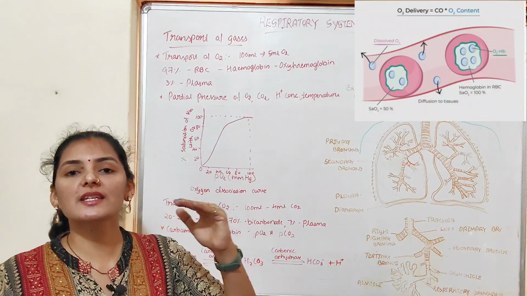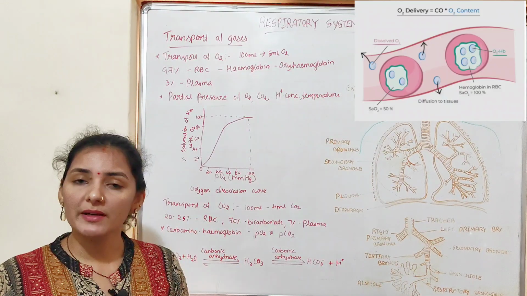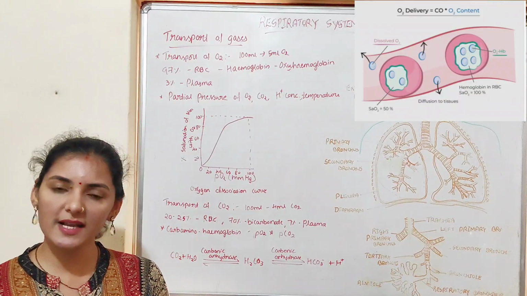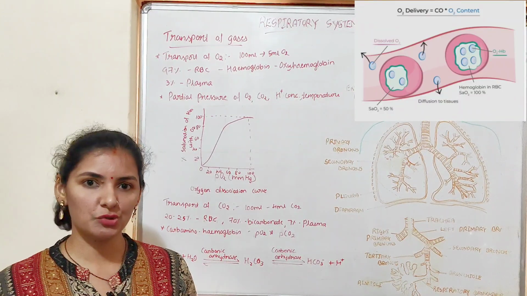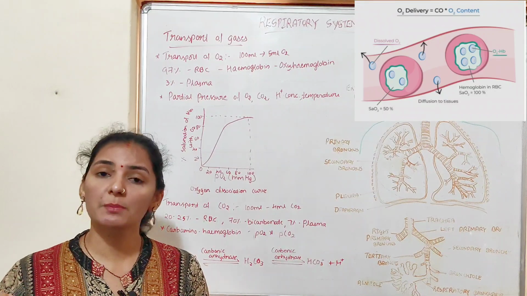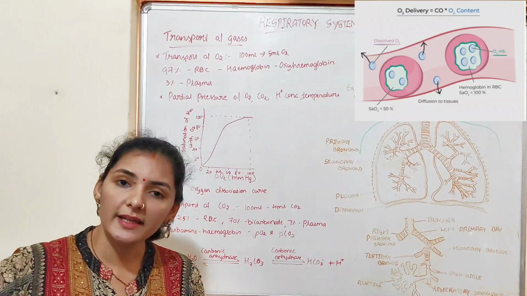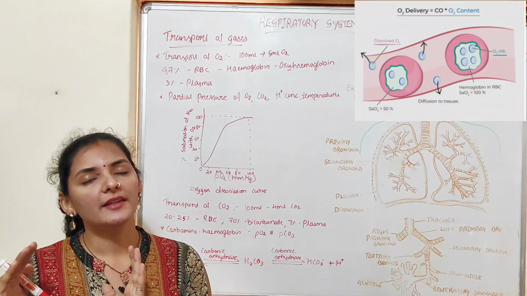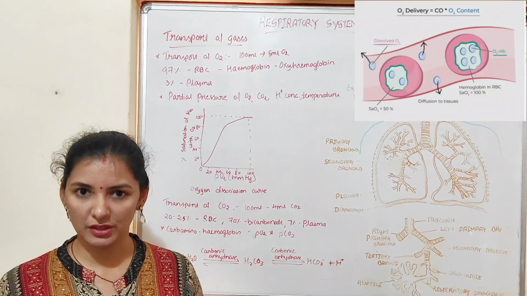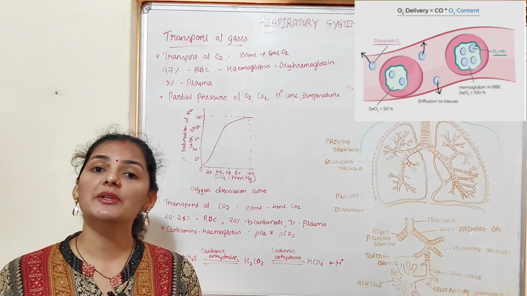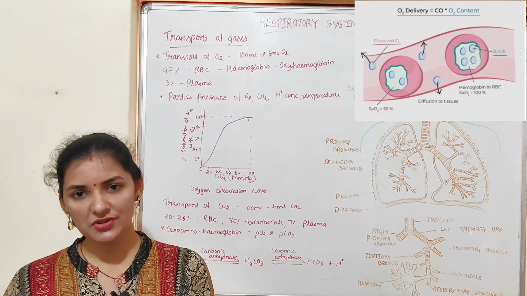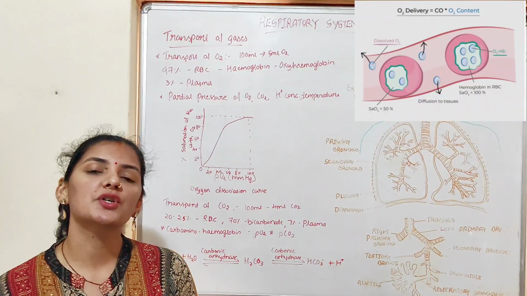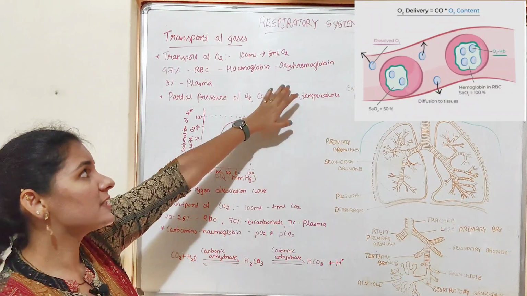The PCO2 is high, that is the concentration of carbon dioxide is high at the tissue level, because carbon dioxide is formed as a metabolic waste at the tissue level. Hydrogen ion concentration is high at the tissue level, and the temperature is also high, whereas partial pressure of oxygen is low. So oxygen concentration is very low at the tissue level.